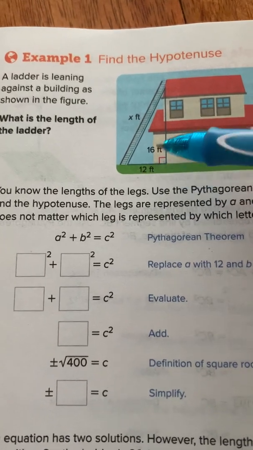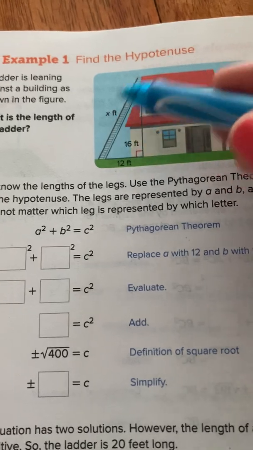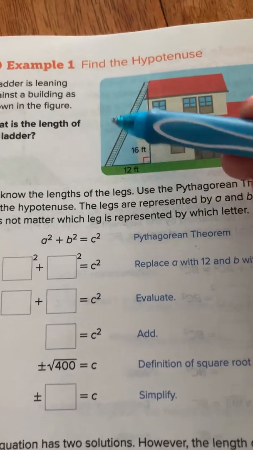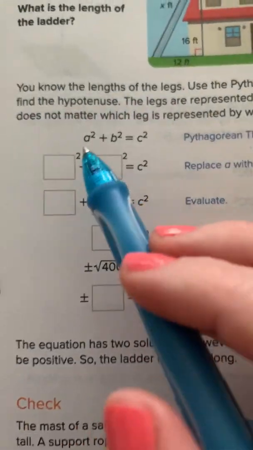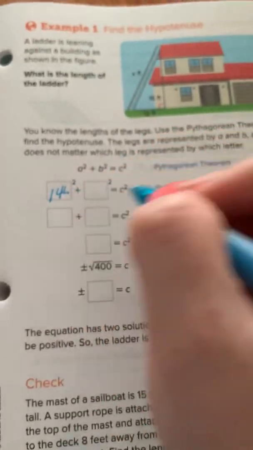But 12 squared plus 16 squared will equal what the hypotenuse, in this case, x squared is. They just keep saying c. You might be confused and like, wait, that's x. They just put x because we don't know what it is. So what's 12 squared? Well, it's 144.